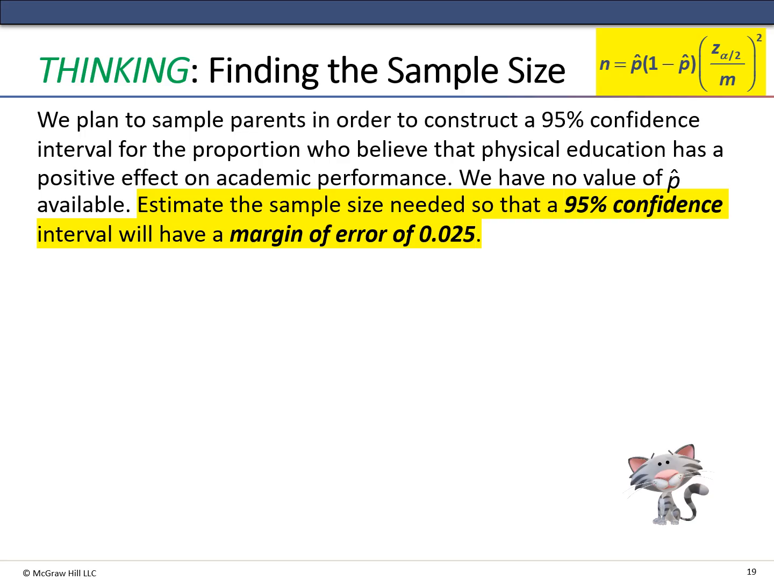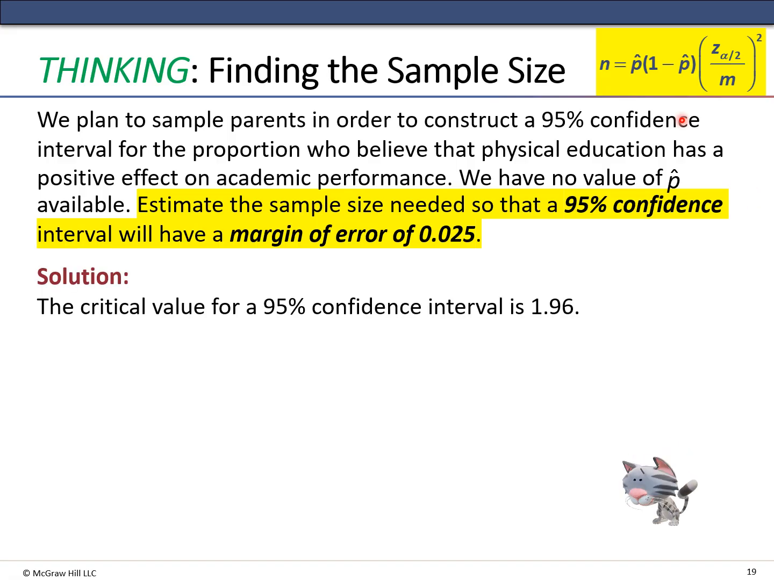Okay, so we've got a 95% confidence interval for a proportion who believe that physical education has a positive effect on academic performance. And in this case, we have no value for the point estimate, p hat. Again, we have the other values needed. So remember, when we don't have a value for p hat, what do we use? Again, hit pause, try this, and then come back. So when we don't have a value of p hat, we're going to use 0.5.